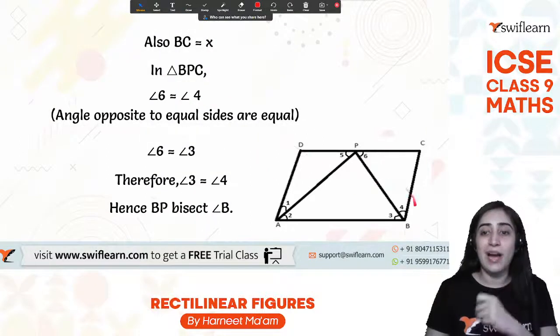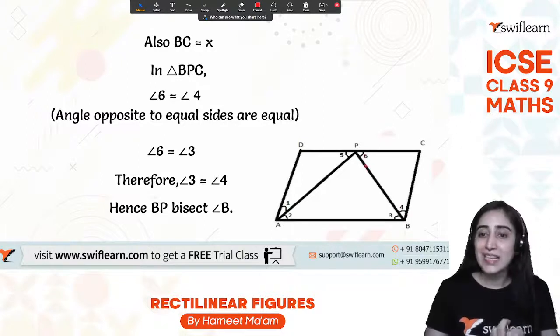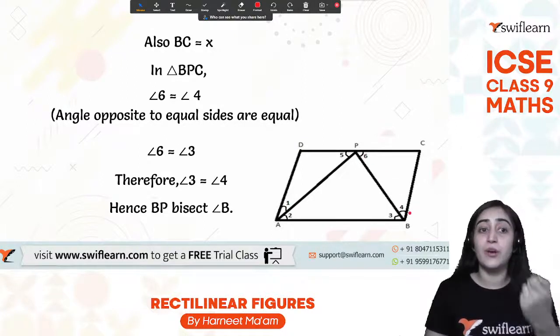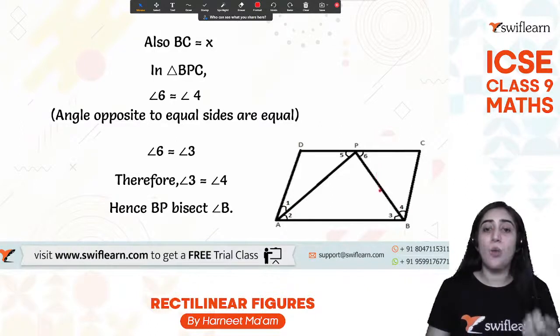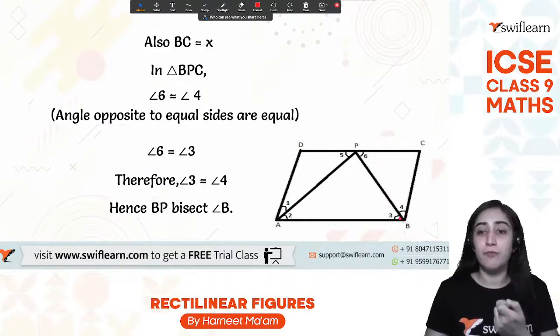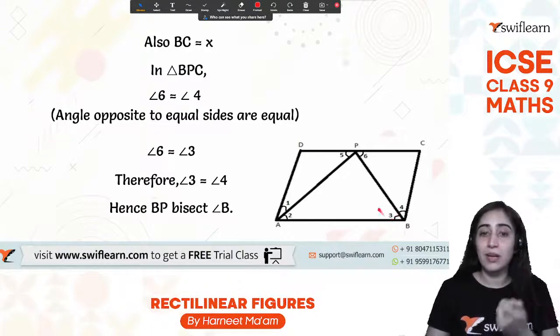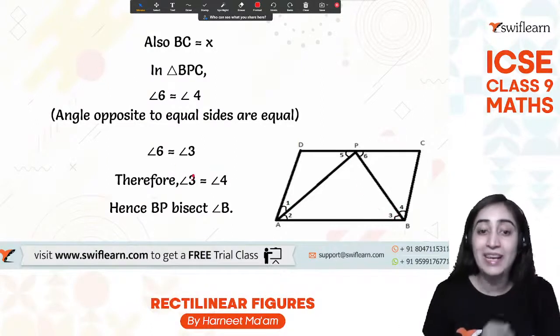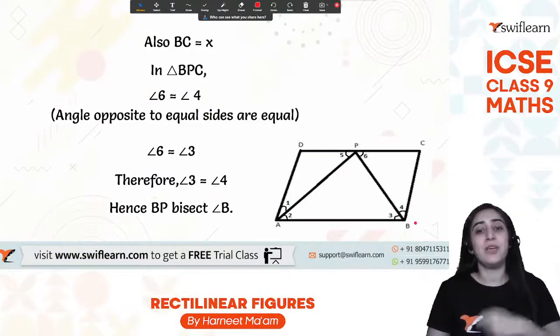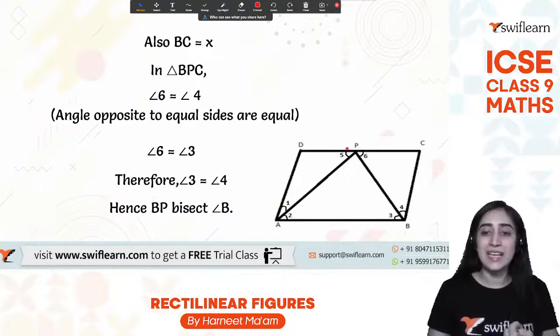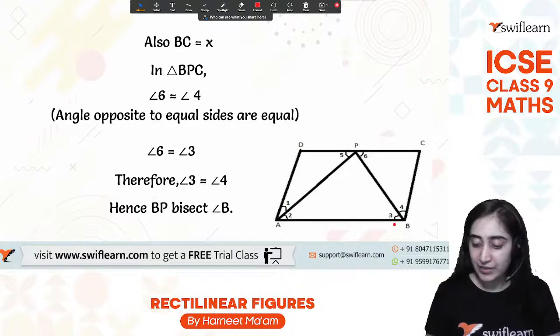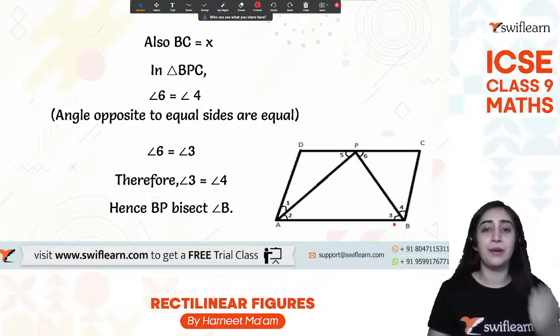All right, so what will happen now? I know BC is x, CP is x, that means angle 6 is equal to angle 4, because they are angles opposite to the equal sides. And now what do I know which will give me that angle 4 is equal to angle 3? Because angle 6 is equal to angle 3, so that gives me that BP will bisect the angle B. Done, you were able to prove this. Great.